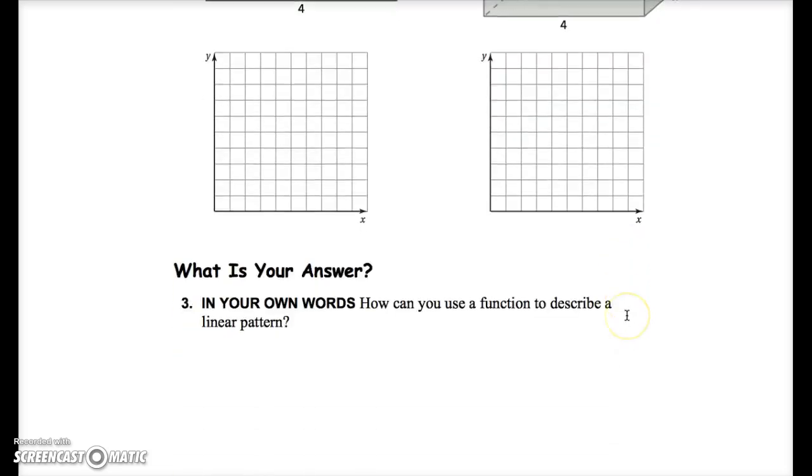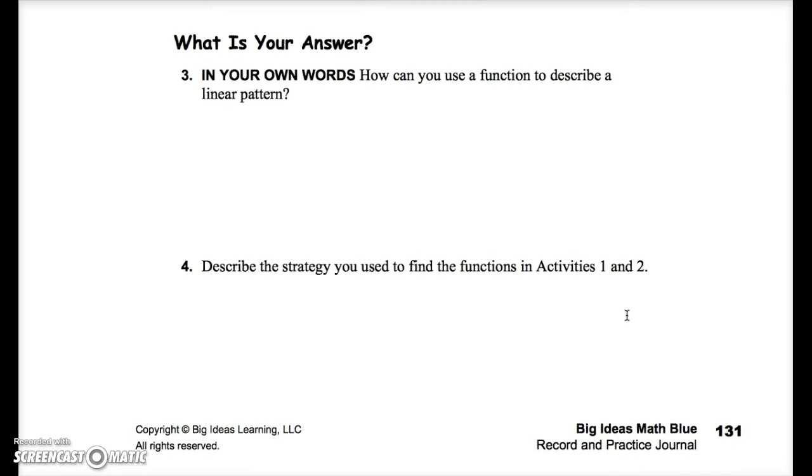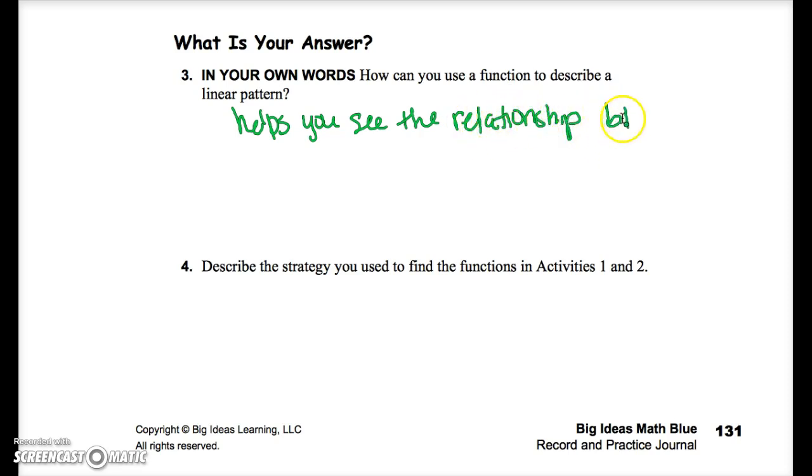Now, down on number 3. How can you use a function to describe a linear pattern? Okay, well, what that does is it helps you see the relationship between x and y, and that's my abbreviation for between. You're looking for the pattern, you're looking for what they have in common, the relationship between the two of them.